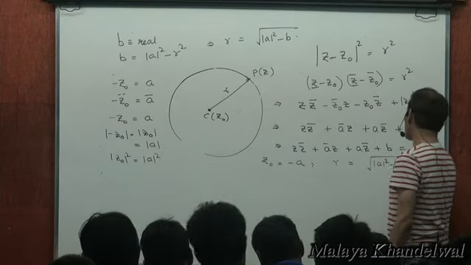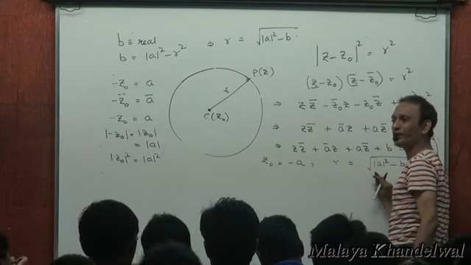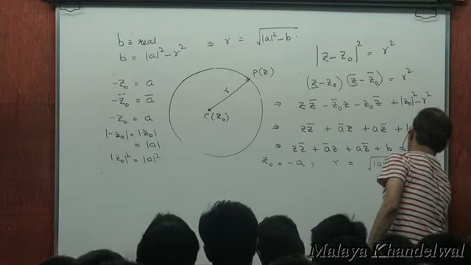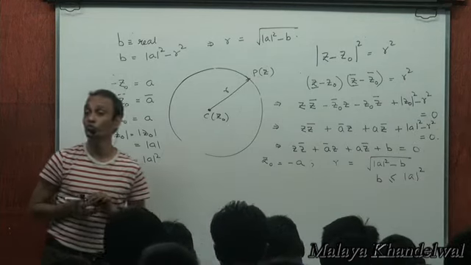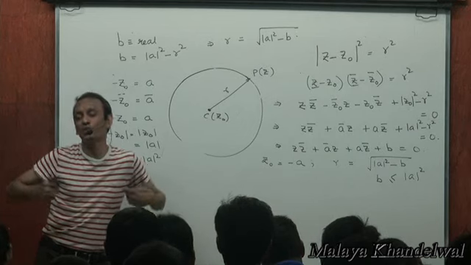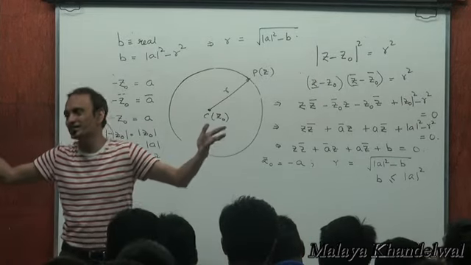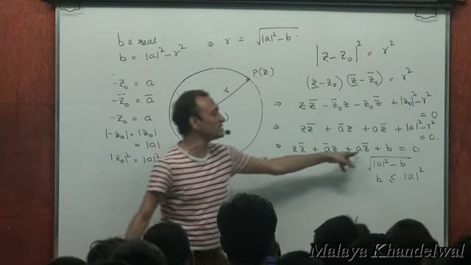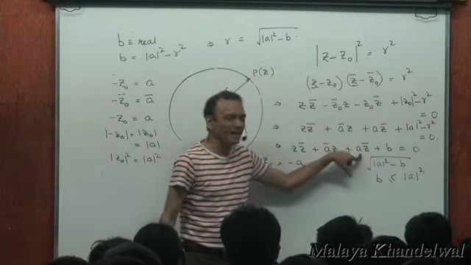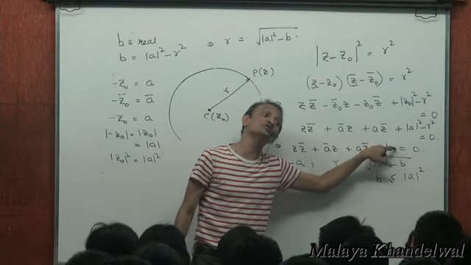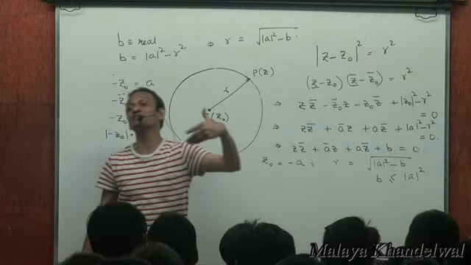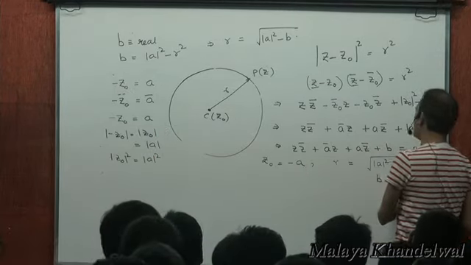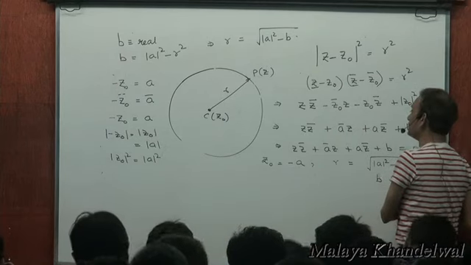Now for this to actually represent a circle, b cannot exceed mod a squared. B must be less than or equal to mod a squared. And when b is equal to mod a squared, it becomes a point circle with 0 radius. So z z bar plus a bar z plus a z bar plus b, where a is a complex number in general and b is a real number for sure, will represent a circle provided b does not exceed mod a squared.